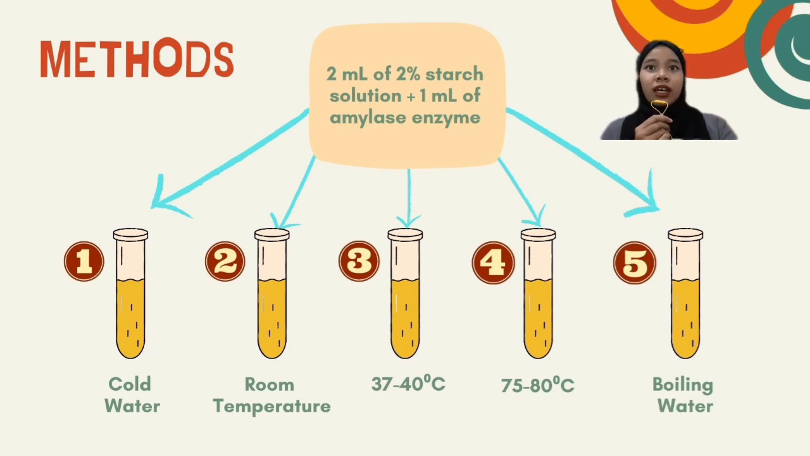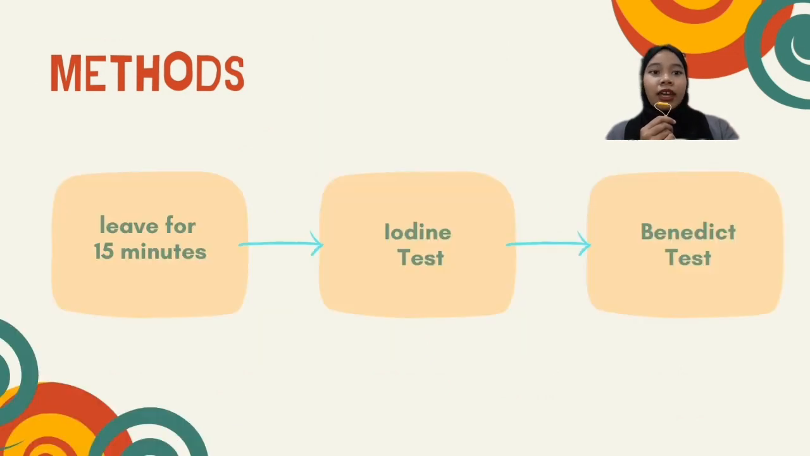Tube 2 was left at room temperature. Tube 3 is put into a water bath with a temperature of 37 to 40 degrees Celsius. Tube 4 is put into a water bath with a temperature of 75 to 80 degrees Celsius. And the last tube is placed into a boiling water bath. Then leave it for 15 minutes and test it with iodine and Benedict's reagent.